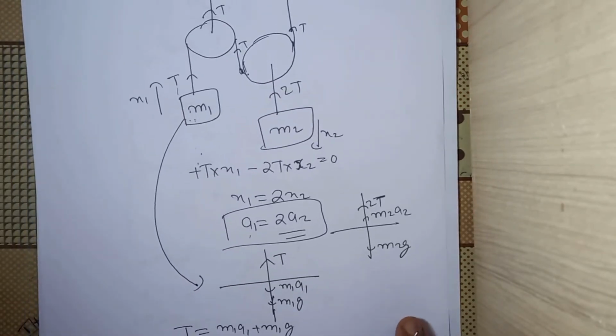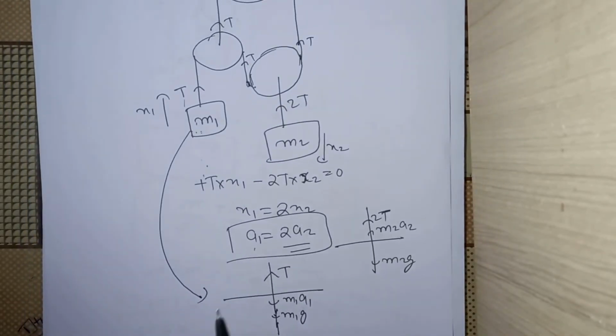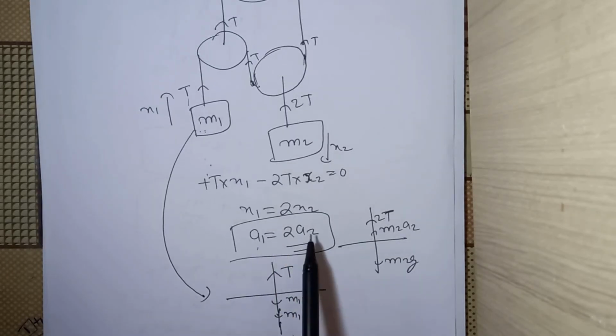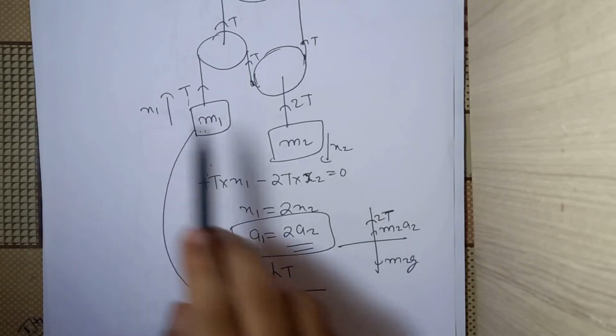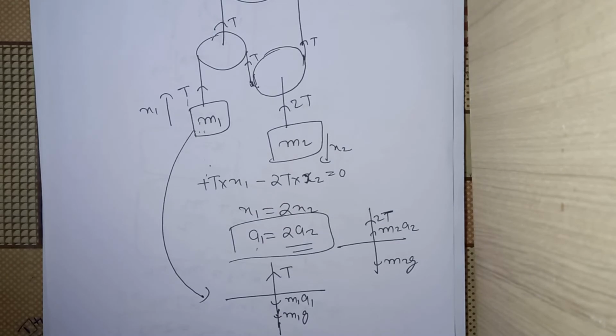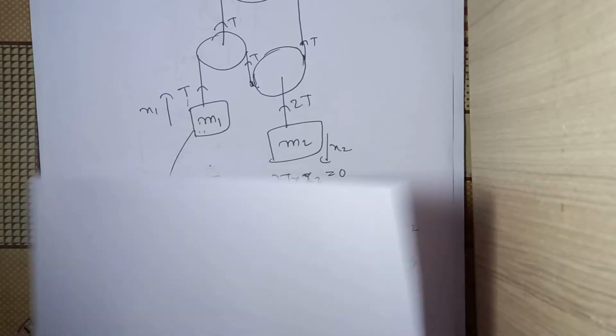Just keep a note of this point. Again, I am saying that the direction of these accelerations a1 and a2 are the same as the direction of x1 and x2. So I think now we have a very good idea of how to solve any pulley system. So let us try to solve one more problem.